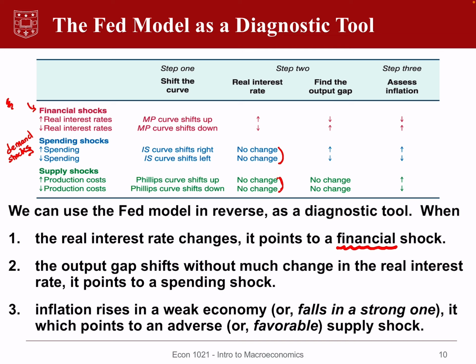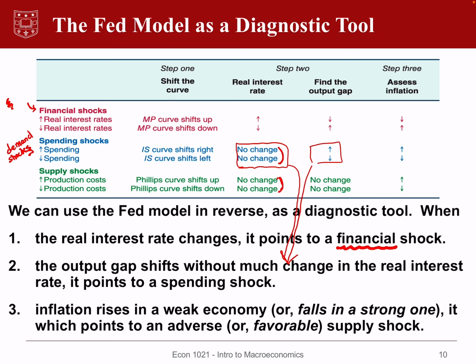If it is the case that the output gap changes, but there isn't too much of a change in the real interest rate, then it's going to point to a change in spending. We are not saying anything here about inflation. We tend to see when the output gap is changing, then inflation is changing as well. But if we see no change in the interest rate and there is a change in the output gap, then it is likely to be a spending shock. So the box is going to tell us point number 2.